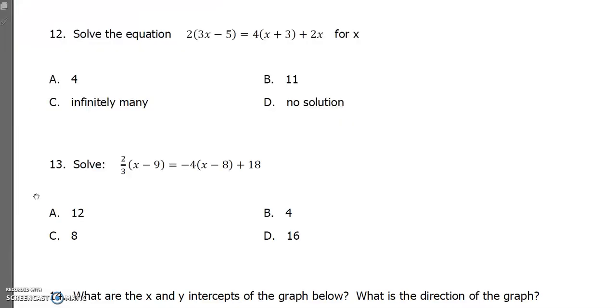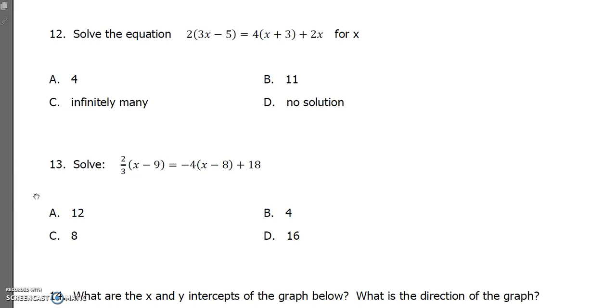Okay, number 12 says solve the equation. We have 2 parentheses, 3x minus 5, close my parentheses, equals 4 parentheses, x plus 3, close parentheses, plus 2x, and we're solving for x. So again, all I see are the same variable throughout. It is an equal sign, so it's an equation with an equal sign, so we can solve for the variable x, and we can use nsolve.